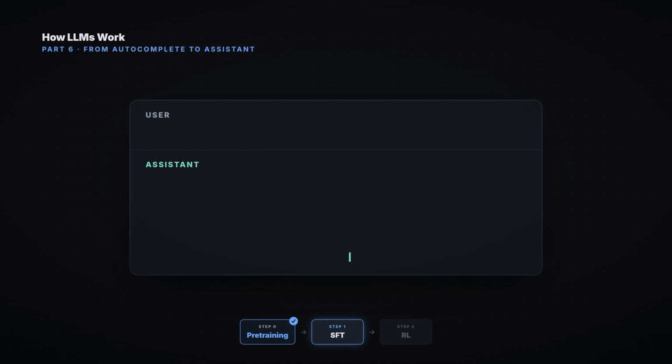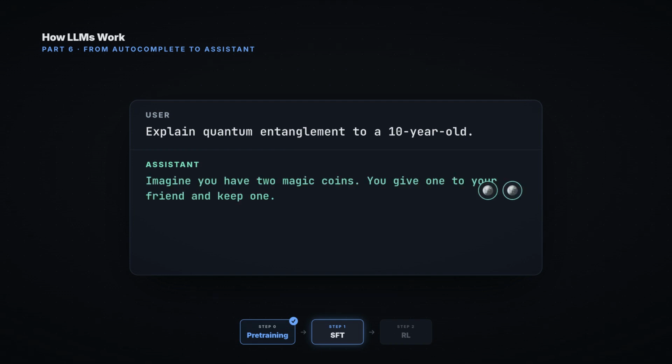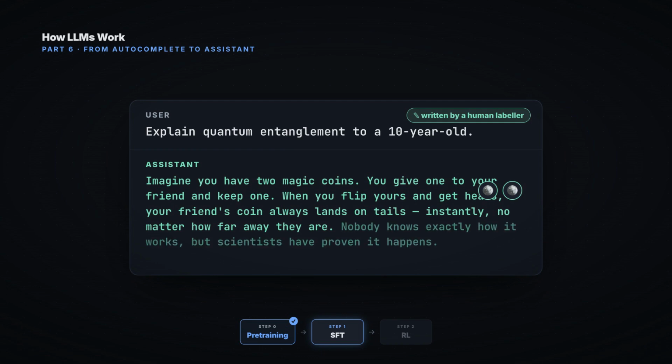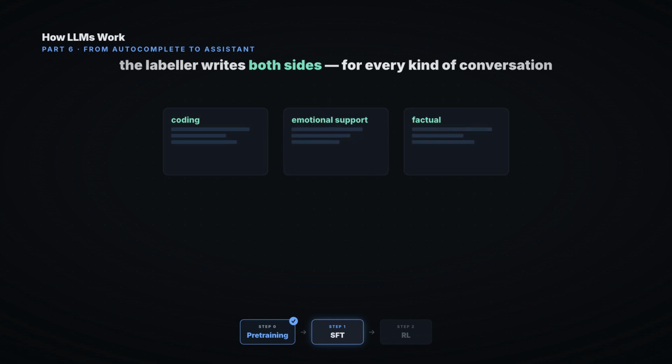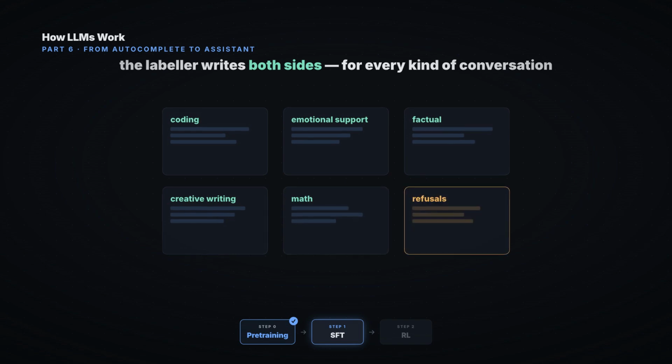Take an example. The user asks, "Explain quantum entanglement to a 10-year-old." And the ideal assistant response might be something like this. The human labeler writes both sides, the question and what a perfect, helpful, safe, clear assistant response would look like. They do this for every kind of conversation you can imagine: coding questions, emotional support, factual queries, creative writing, math problems, refusals to harmful requests, all of it.